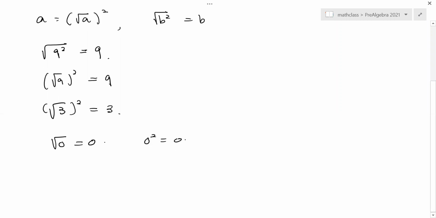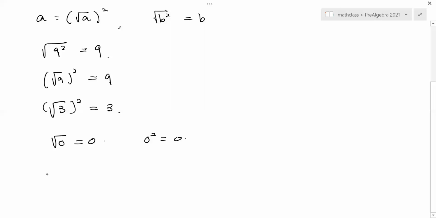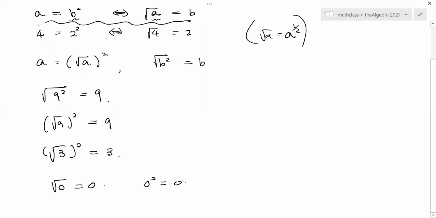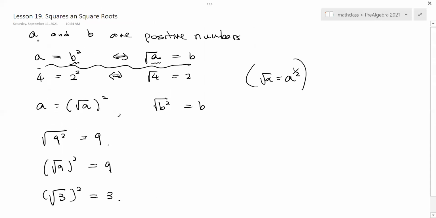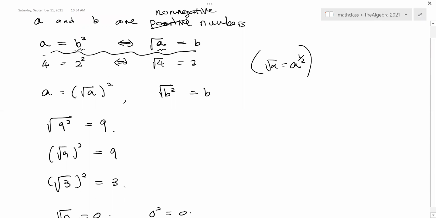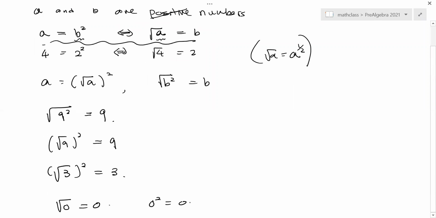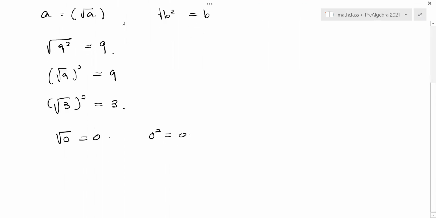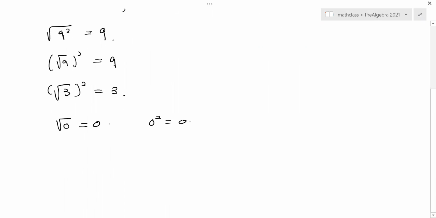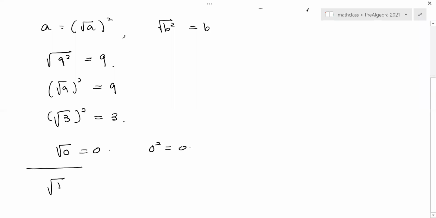So this above formula holds only for non-negative numbers. I changed the word here, non-negative, including 0. This is always true. So that is the definition for the square root, and it's defined only for non-negative numbers. Now we have to be very careful. The formula square root of b squared equals b only holds for non-negative numbers.